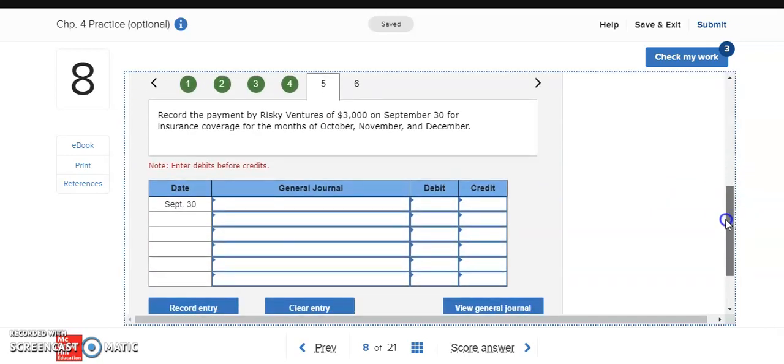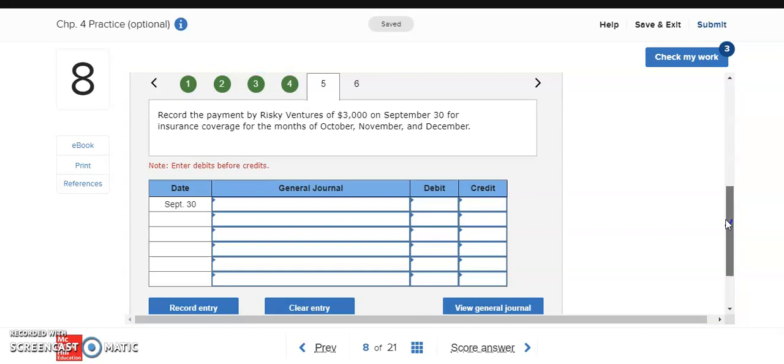Next transaction. Record the payment by Risky Ventures of $3,000 on September 30th for insurance coverage for the months of October, November, and December. So we're back to September 30th. They are paying for insurance before they receive the benefit of the cost for those 3 months.